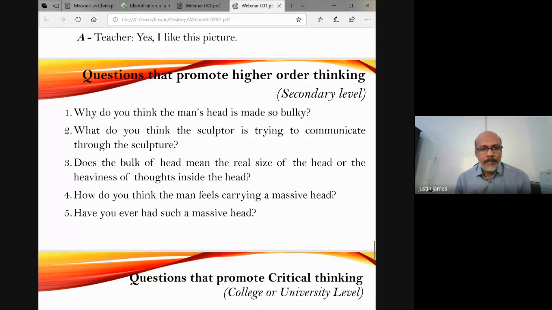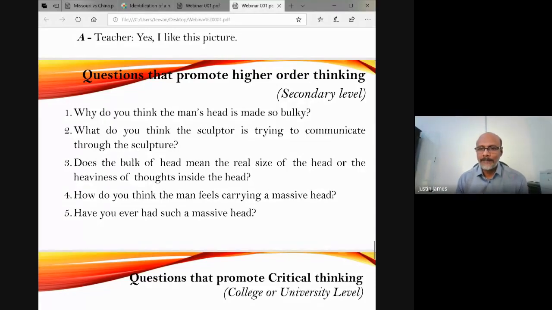The sculpture, what is he trying to tell us? Does the bulk of the head mean the real size of the head or the heaviness of thoughts inside the head? This is a higher order thinking skill. If you think a little deeper, then only you can answer this question. How do you think the man feels carrying a massive head?